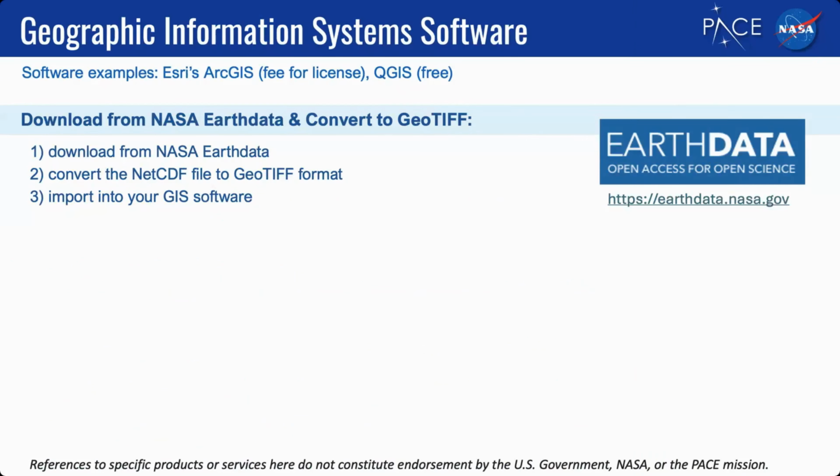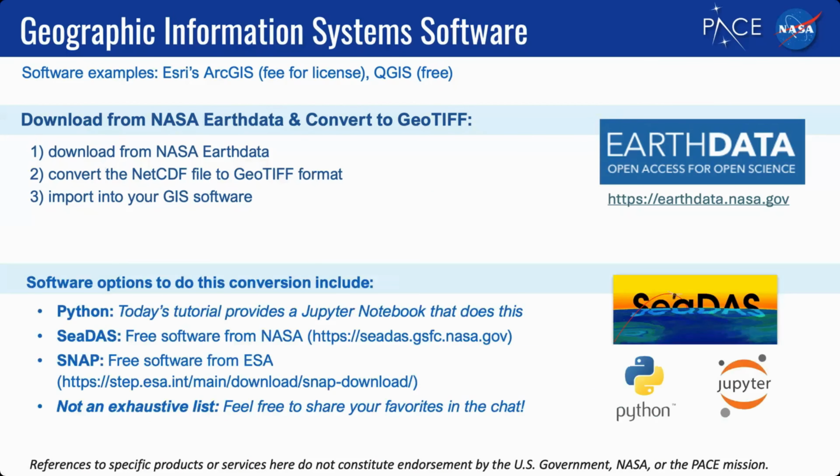So the last couple of slides I have here are a high-level overview of the current capability if you have PACE data and you work in a GIS environment. Right now, your best bet is to download the data from NASA Earthdata, which is the typical way that everybody does. Those are netCDF files. You can convert those to GeoTIFF format and import them into your GIS software. For right now, that's the suggested way to go.